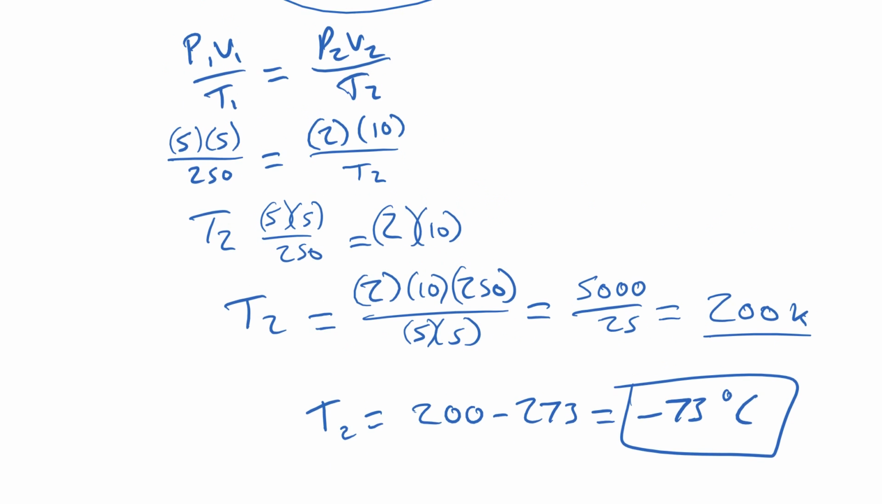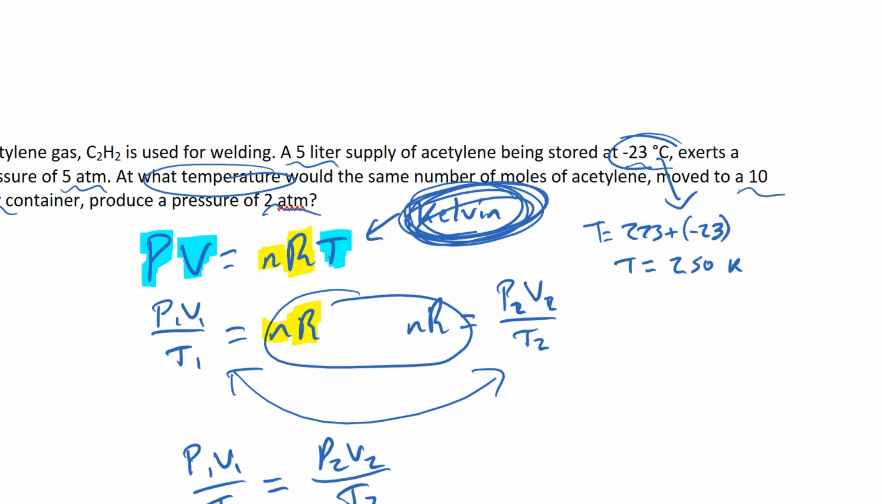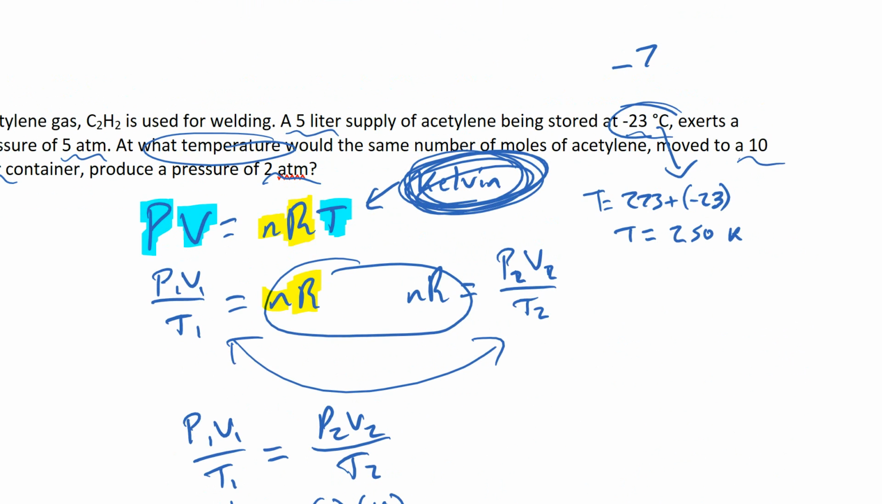I want to point out one quick thing, which is that it makes sense that our new temperature, negative 73 degrees Celsius, is colder than the original temperature. That makes sense because our gas is now taking up a larger amount of space and also with less pressure. Less pressure, more volume, the temperature is going to be a bit lower. It just happens with the numbers that we've got here. So when a gas expands, you would expect it to get cooler. And that's how you solve this problem.